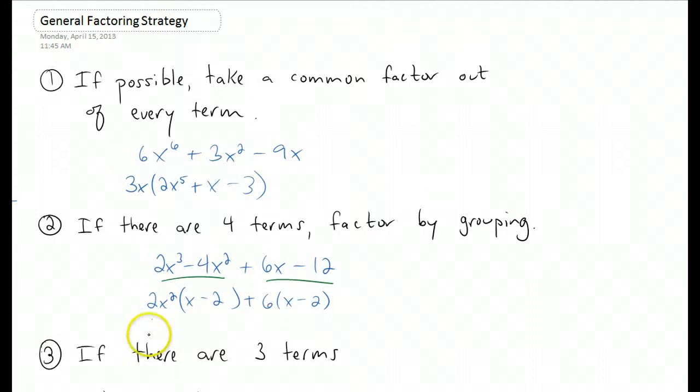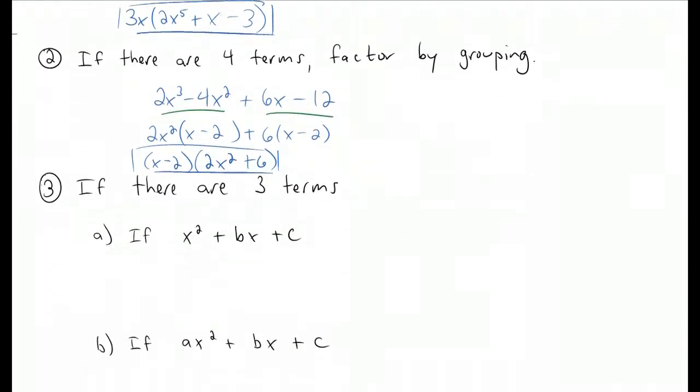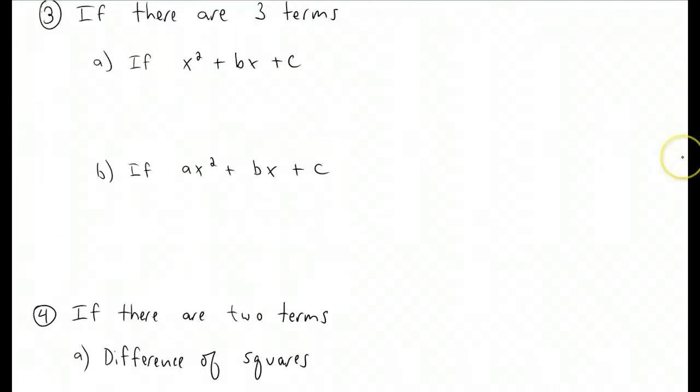So you'll notice there's an x minus 2 in each of these 2 terms. If you pulled an x minus 2 out of this first term, you're left with a 2x squared. And if you pulled an x minus 2 out of the second term, you're left with a 6. So that's just a real quick example of how you could do a simple factor by grouping. So in the first example, that was the answer. In the second example, that's the answer. Now, there's another possibility. What if you're factoring and you get down to a polynomial that has 3 terms?